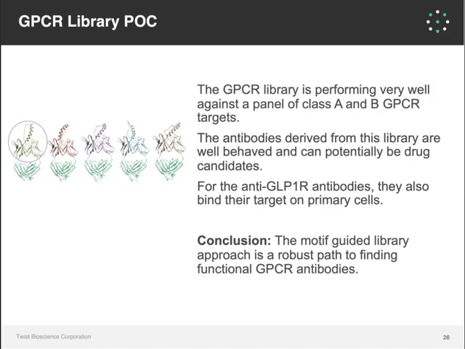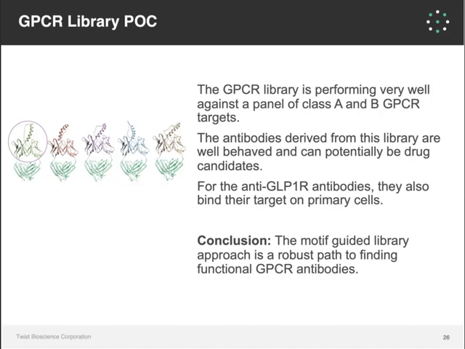And then for the GLP-1 antibodies, we've also shown that not only do they have function against GLP-1 receptor, but they also bind their target on primary cells. So the overall conclusion from our POC studies to date is this motif-guided library approach is a robust path to finding functional GPCR antibodies.